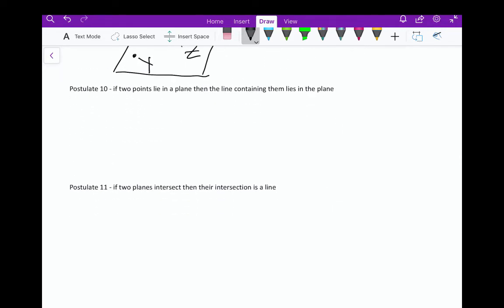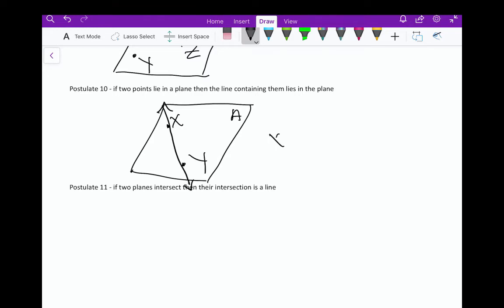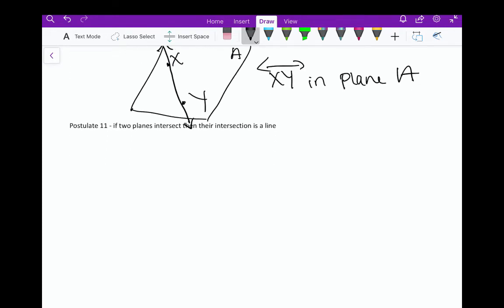Postulate 10, if 2 points lie in a plane, then the line containing them lies in the plane. So here's my plane, call this plane A. Here are my 2 points, X and Y. Those points are in the plane. Then line XY is also in plane A. Postulate 11: if 2 planes intersect, then their intersection is a line.